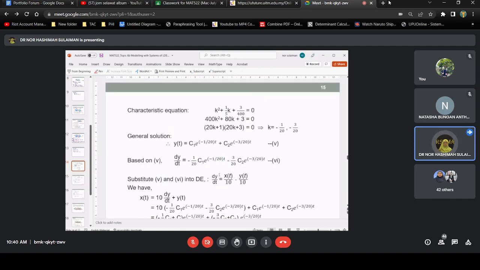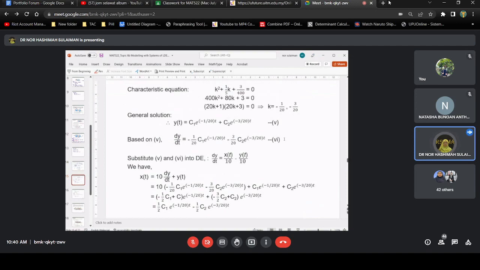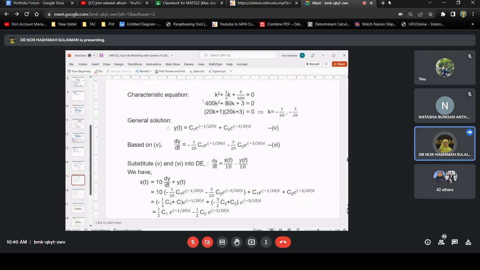Alright, so dah dapat yang ini macam biasa lah. Macam biasa, what do we do next? What we do is we transform into corresponding characteristic equation ataupun auxiliary equation macam ni. And then you dapat equation apa? K kuasa 2 tambah 1/5 K tambah 3/400 sama dengan kosong. Okay, kalau senang nak mudahkan kita faktorkan, you multiply all the terms dengan 400. So dapatlah 400K squared plus 80K plus 3 equals to 0.